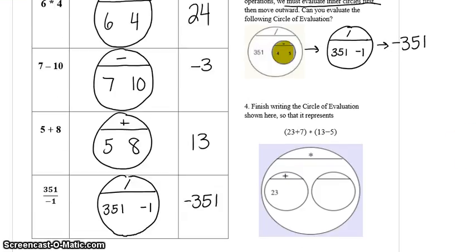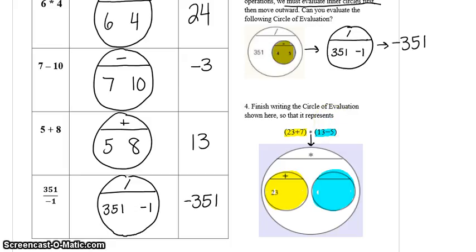All right, our last example is number 4. Finish writing the circle of evaluation shown here so that it represents 23 plus 7 in parentheses times 13 minus 5 in parentheses. So the first thing you'll notice is that the main operation here is multiplication, and that is shown at the top of our circle of evaluation. But because the two things that are being multiplied are math problems themselves, we see inner circles here and here to represent those two expressions that are actually the ones being multiplied.